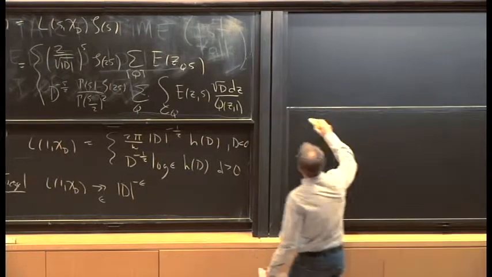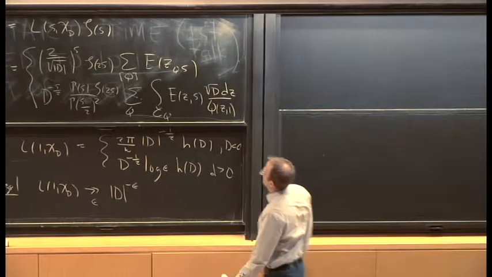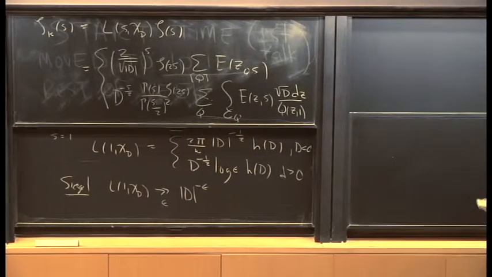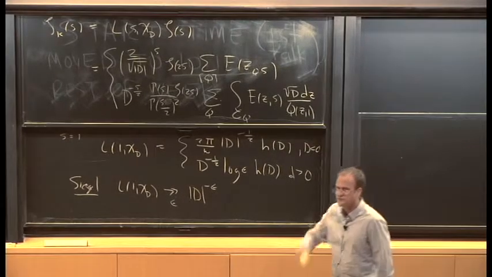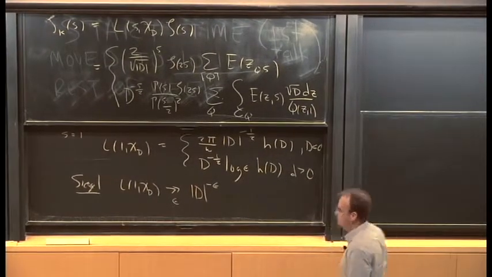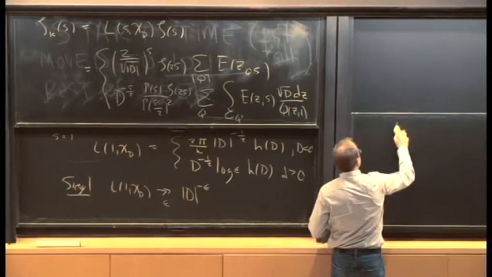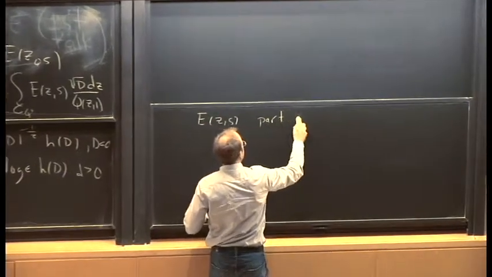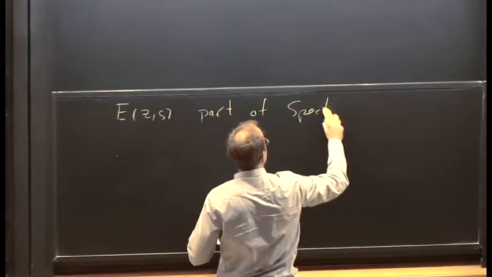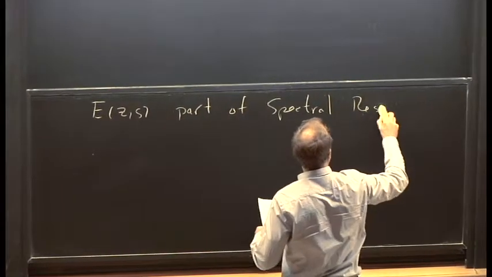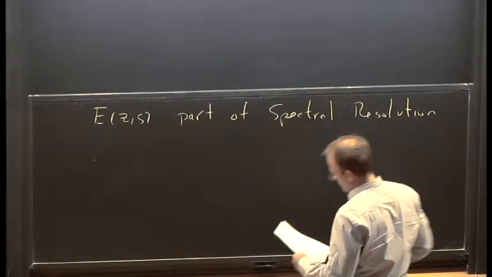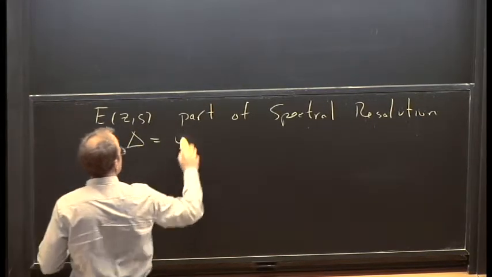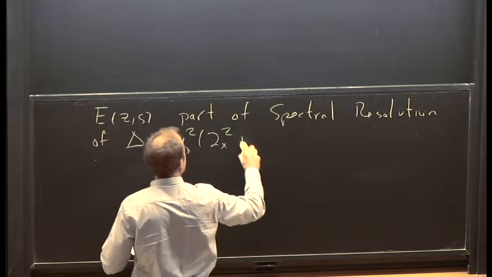Now, you get a different point of view, and this is kind of how I look at this stuff, because the Eisenstein series is not just an Epstein zeta function sitting there giving you this formula. It's also part of the spectral resolution of the Laplacian on the modular surface. And it gives you the continuous spectrum. So the non-Euclidean Laplacian.